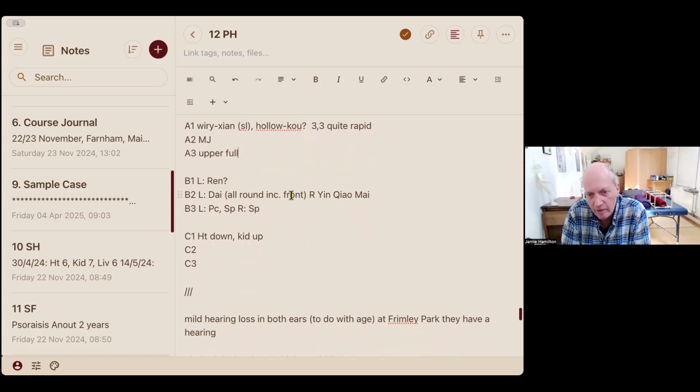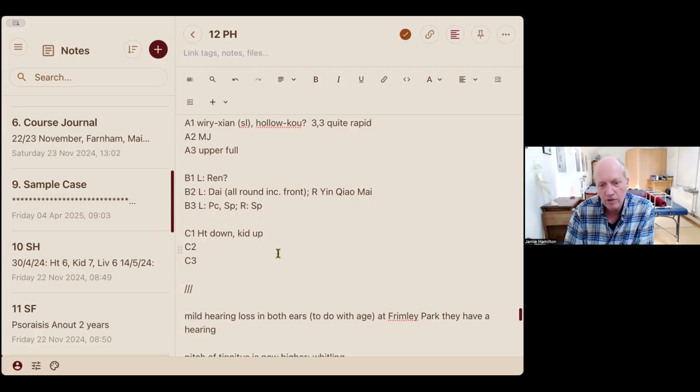It's a bit like a Dai, but it's on the third position. Then for the Luo on the left, the pericardium, the spleen, and on the right, the spleen. So I was still able to feel these nine pathway findings. I hope that's not too confusing, but it shows you that it is still possible to do some of these things, even when there are extraordinary vessels involved.